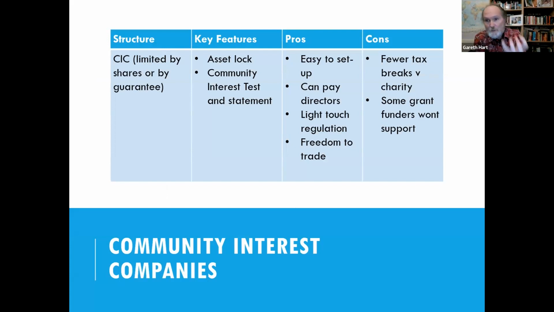So a CIC is a company. It's registered with Companies House. It has 2 very important features. One is it has to exist for community purpose. So it has to pass what's called a community interest test, and that's regulated by the CIC regulator. They're looking at, is what you're doing in the interest of the community? But it's a very light touch test. It's really simple to pass compared to, say, charity.